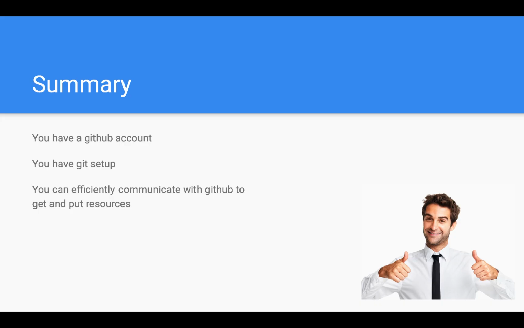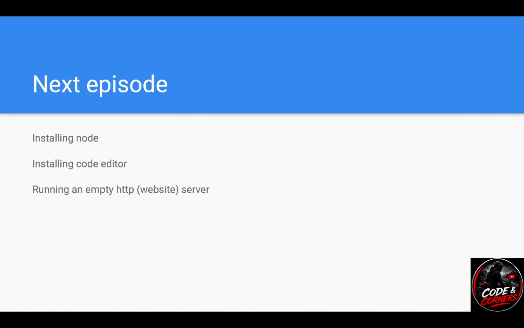In summary, you've got your GitHub account set up, you've got the ability to run Git commands locally, and you can get and push code changes to GitHub. This is important because you're going to use GitHub to store your code and utilize its out-of-the-box functionality to publish your app. On the next episode, we will be installing some more tools onto your local machine, such as Node and VS Code, and we'll also be proving them by running a HTTP or website server locally. On to the next.